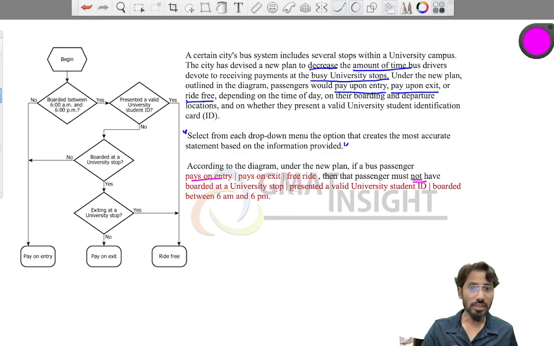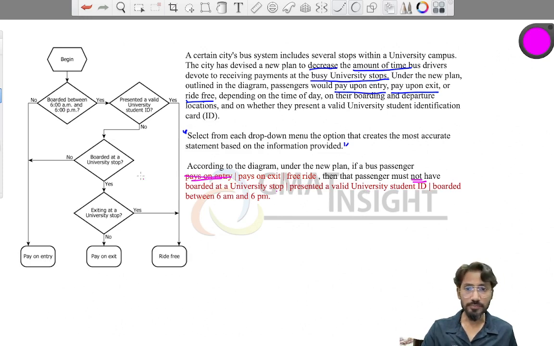Pays on entry and presents a valid student ID, that's completely out, because if you present a valid ID, then you ride free. Boarded between 6 a.m. and 6 p.m. If the passenger pays on entry, then the person boarded between 6 a.m. and 6 p.m. This is not essentially true, because you don't have to pay on entry every time if you are boarding between 6 a.m. and 6 p.m. So this doesn't work out. So for pays on entry, I'm just crossing off.